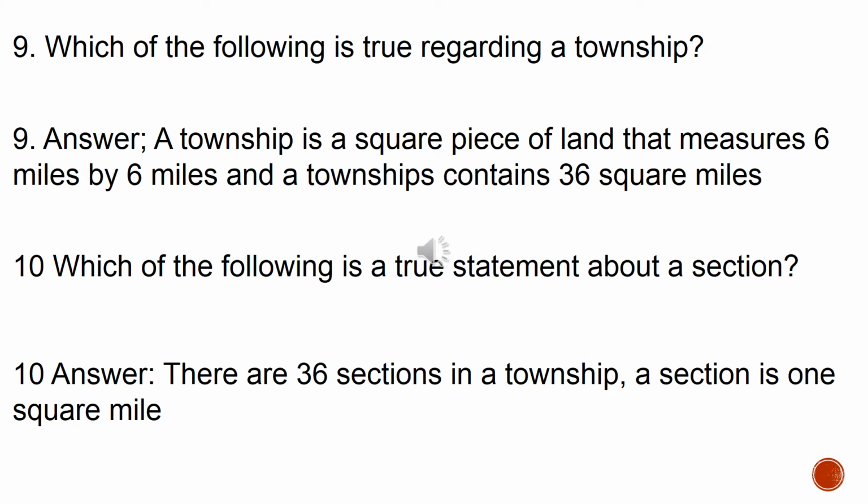Question number 9. Which of the following is true regarding a township? Answer: a township is a square piece of land that measures 6 miles by 6 miles, and a township contains 36 square miles. Question number 10. Which of the following is a true statement about a section? Answer: there are 36 sections in a township. A section is 1 square mile.